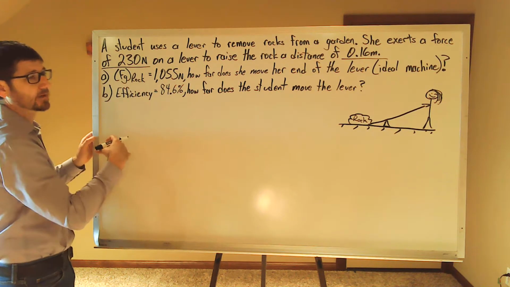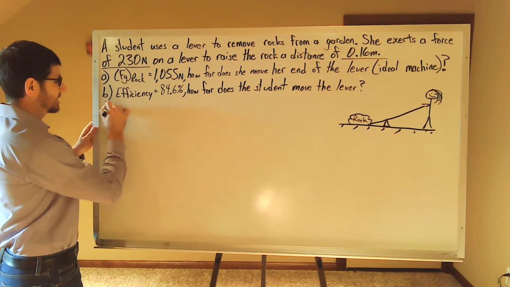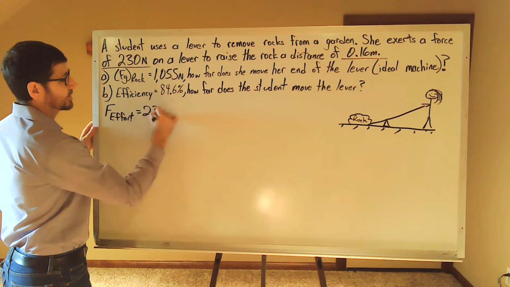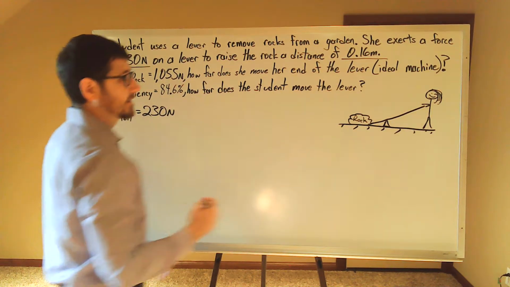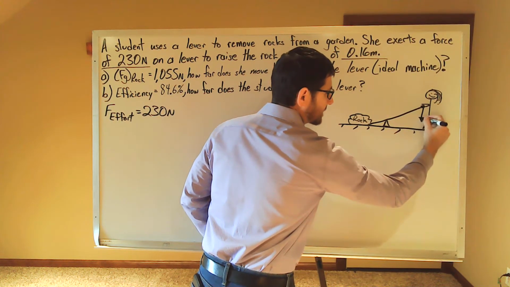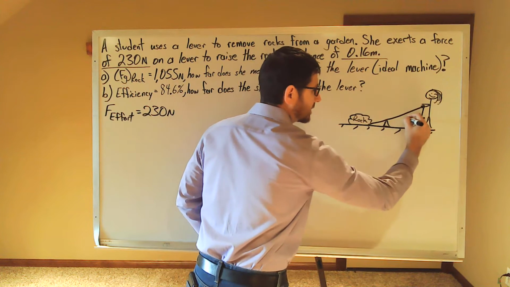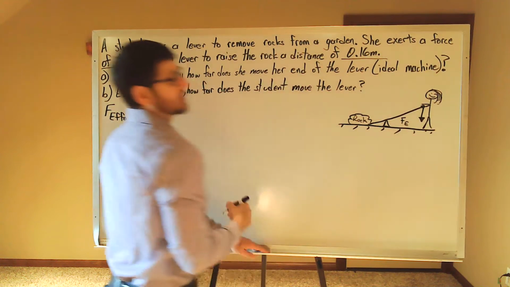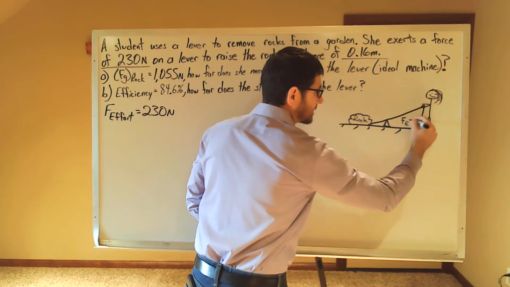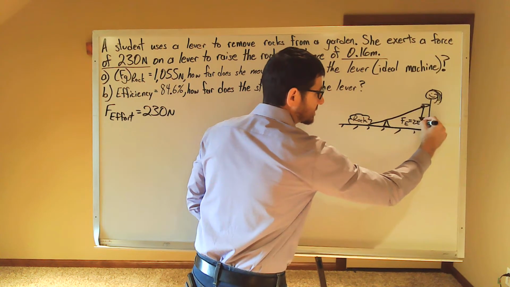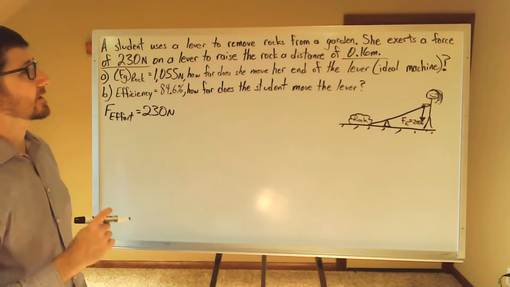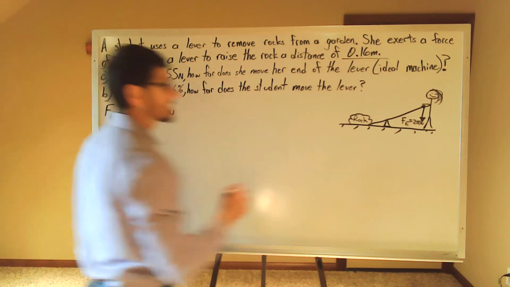So let's go ahead and generate a column of knowns and unknowns here. So our force of effort is 230 newtons. And this force is going to be applied in a negative y direction on her end of the lever. So I'm going to use a subscript of E to represent effort. So 230 newtons, okay? And then she raises the rock a distance of 0.16 meters.